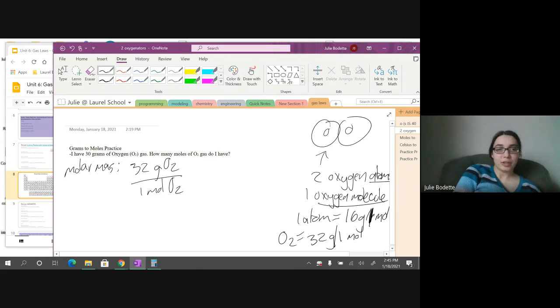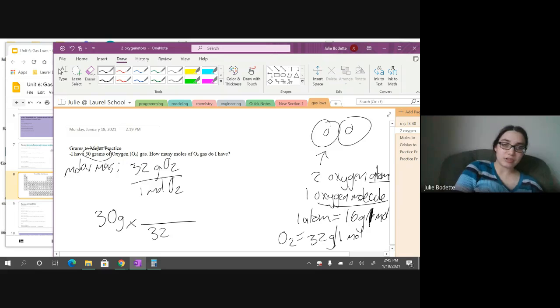Okay, and then we just need to convert this 30 grams that we're given in the problem to moles. So I'm just going to write out 30 grams, and then I have 2 options here. I can either multiply by this fraction of the molar mass, or I can multiply by this fraction flipped upside down. In this case, I'm going to want to flip it upside down because I need to make my units cancel. So 32 grams of O2 on the bottom, 1 mole of O2 on the top.